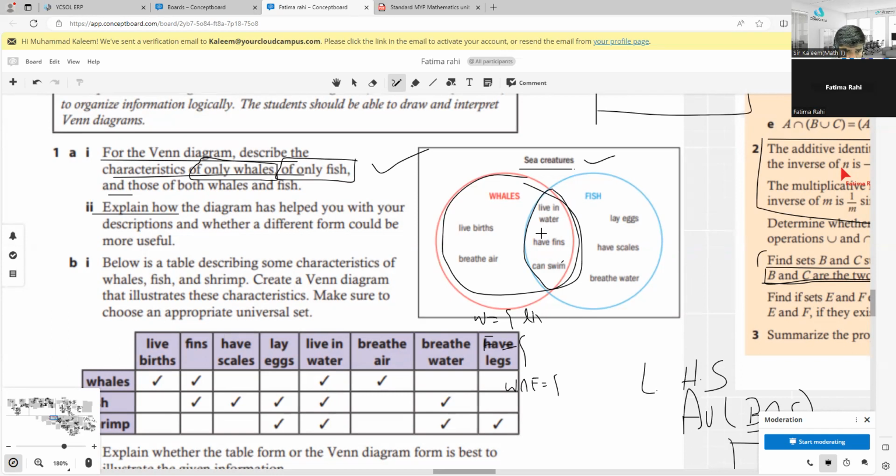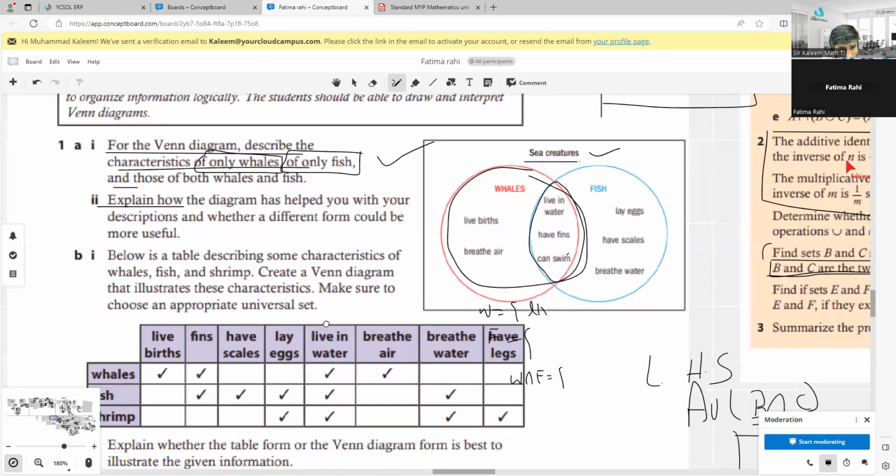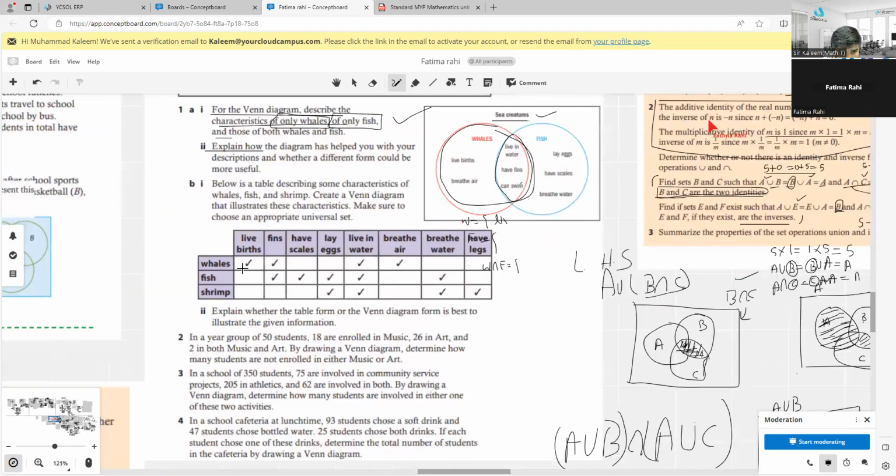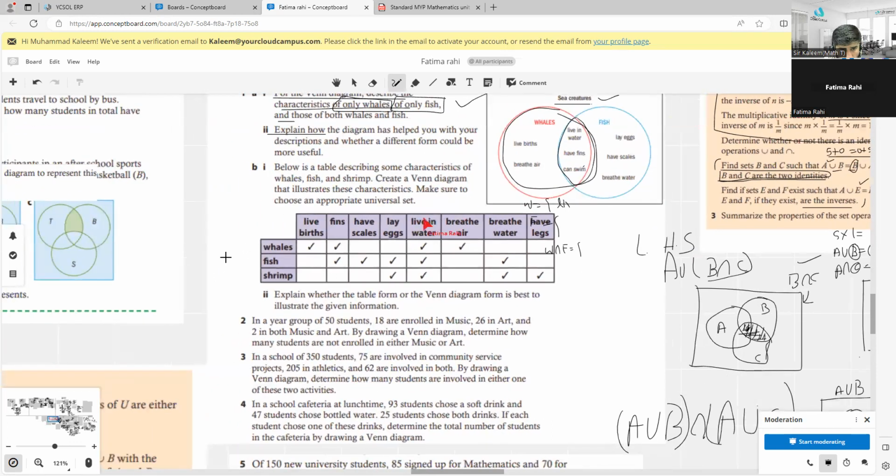Okay, in part B, what we have to do: below is a table describing some characteristics of whales, fish, and shrimp. Create a Venn diagram that illustrates these characteristics. Make sure to choose an appropriate universal set. Okay, can you do this one? Yeah, sure. Okay, you just have to first create a Venn diagram.